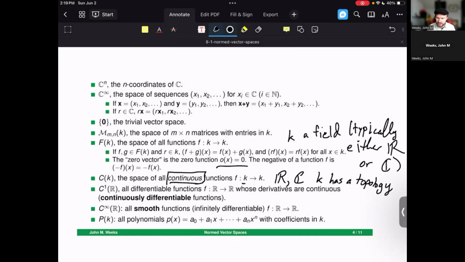Then we have the space C1R, which is the space of all differentiable functions going from the reals to the reals, whose derivatives are also continuous, and we could call those continuously differentiable functions. If you can take infinitely many derivatives of a function, then you get a smooth function, and that is also a vector space. And finally, you've got the space of all polynomials, not just the ones of degree less than or equal to n, which I've been calling P sub n, but you could also take the space of all possible polynomials. Here, n is allowed to be any natural number, to kind of cap off how many values there are here.